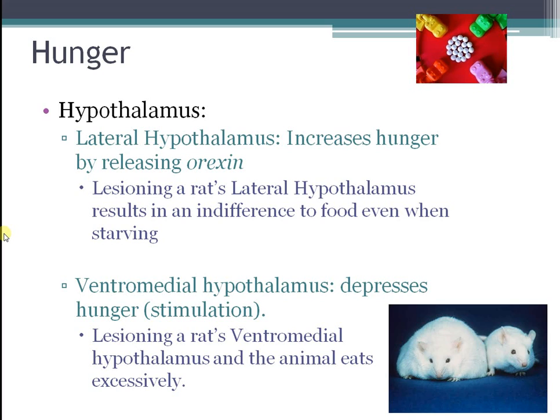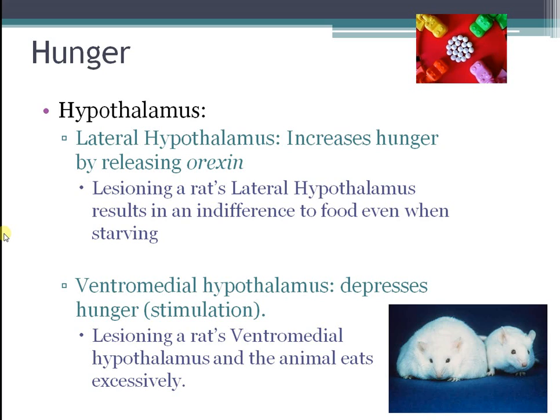So the lateral hypothalamus is just the sides of the hypothalamus. It increases hunger by releasing a particular hormone called orexin. So if you lesion a rat's lateral hypothalamus, if you destroy it, what you find is that the rat is completely indifferent to food, even when they're starving. Eventually, they will start to eat, but they will be indifferent to food for quite a period of time, until they go into starvation mode, and they'll eat a little bit more, right? But it adjusts their level of eating.